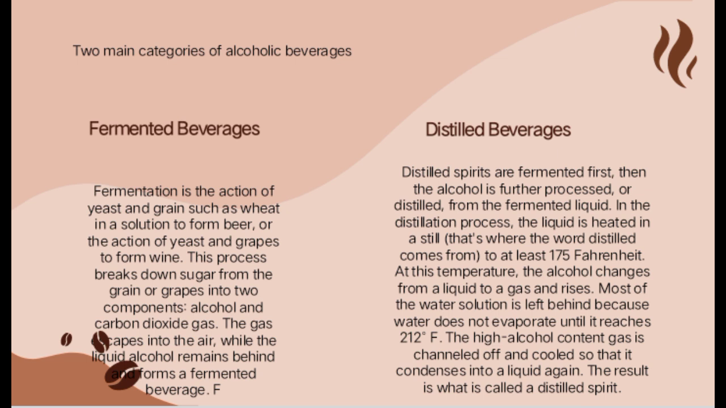To sum up, fermented beverages are drinks made by fermenting ingredients like grains, fruits, or vegetables. During fermentation, yeast or bacteria turn sugars into alcohol and carbon dioxide. For example, we have beer, which is made from barley, wine made from grapes, and cider made from apples. These drinks have alcohol because of the fermentation process.